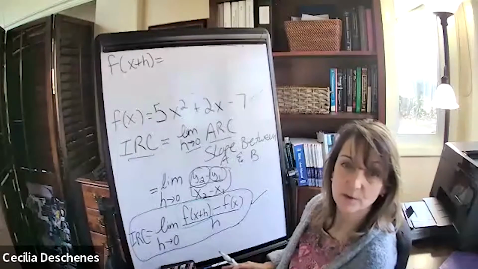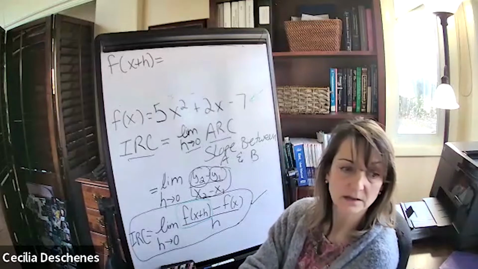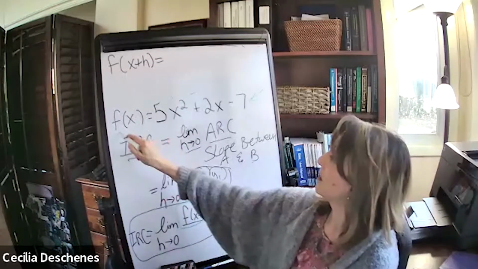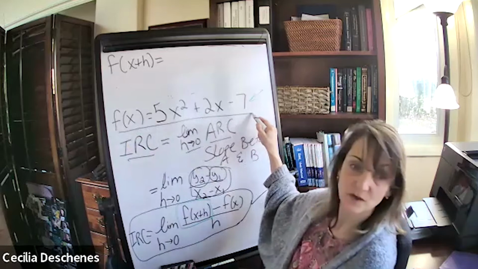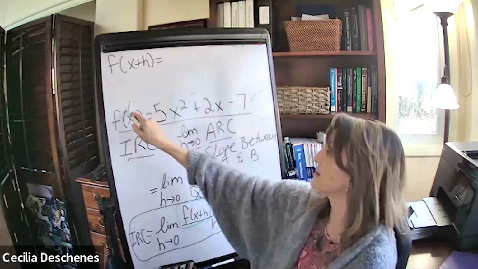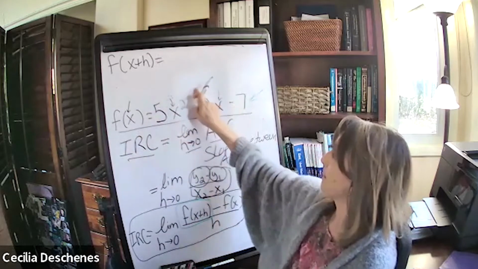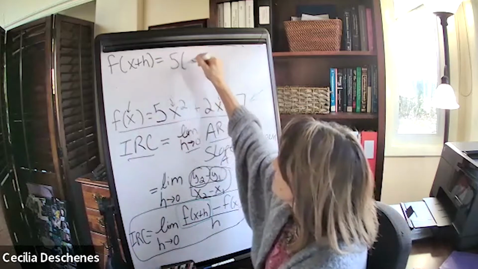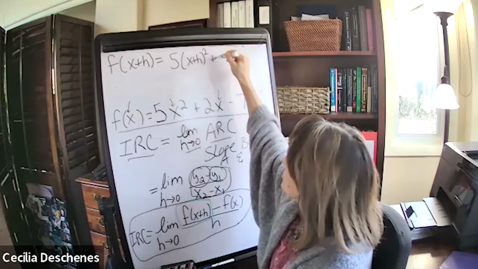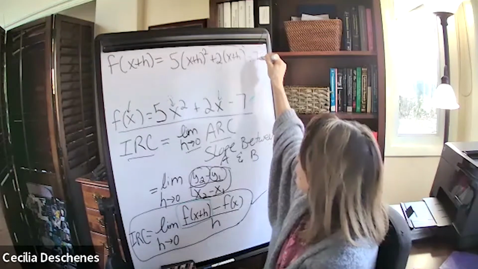So arriving at this formula is really just a review, okay? All right, so now I'm going to actually apply that formula to this function. So I'm going to get f of x plus h. Everywhere that there's an x, I'm going to replace it with x plus h. So this is going to be 5 times x plus h squared plus 2 times x plus h minus 7.